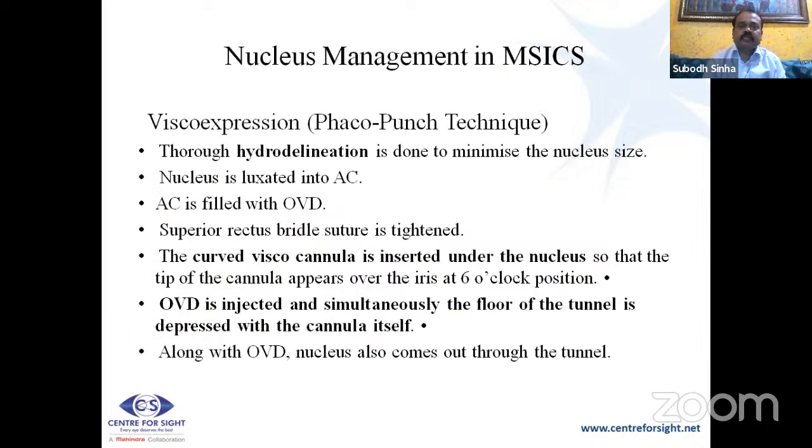You can simply use viscoexpression, which is safe in the sense that the damage to the endothelium is less. While injecting the OVD, you should always simultaneously press the floor of the tunnel so that the nucleus comes out easily.